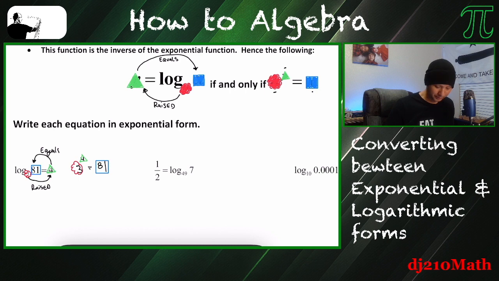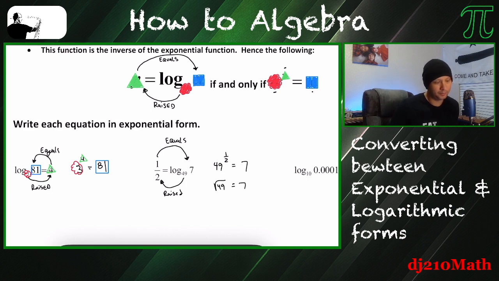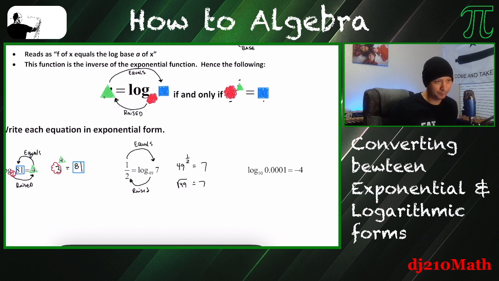I'm going to do it both ways. So 49 raised to 1/2 equals 7. And now think about that: 49 to the 1/2 power. The 1/2 power is the square root, and the square root of 49 is 7. So we've successfully converted.